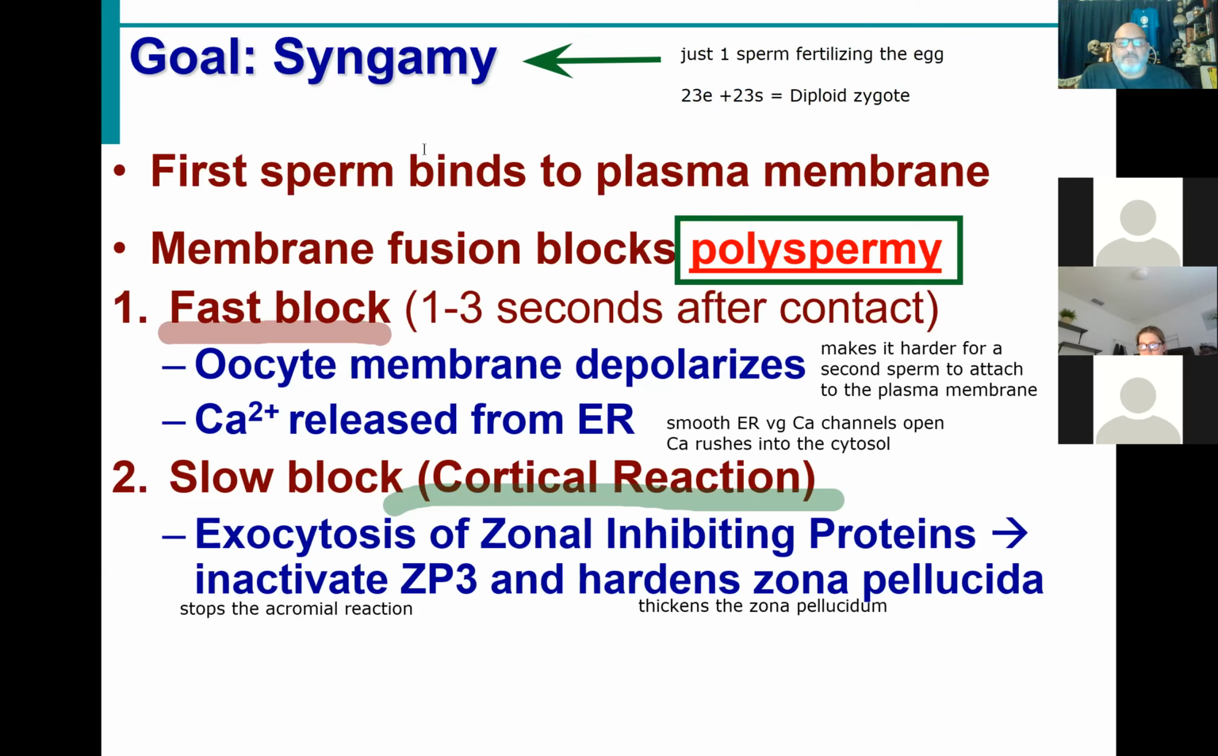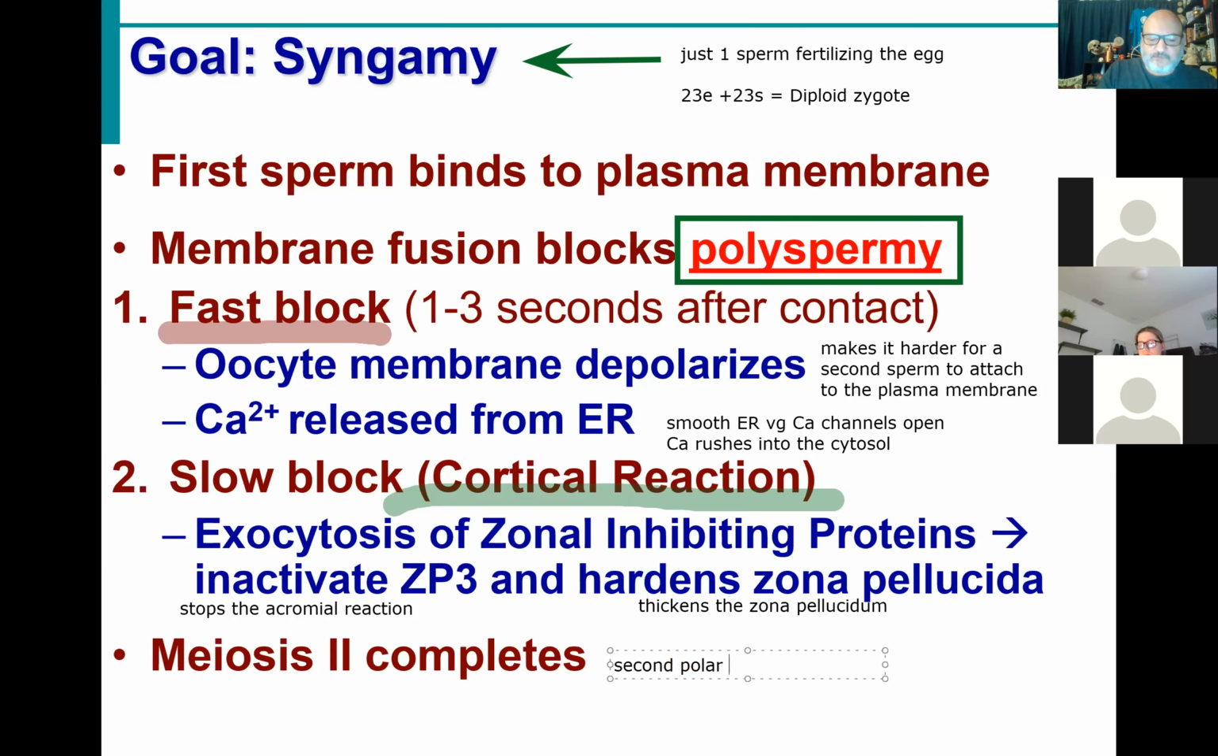Eventually. So again, we've made sure that we're only going to get the one sperm in there, but remember, we still have to complete meiosis 2. And so then after meiosis 2, we are going to have our second polar body. And we are going to now have a fertilized ovum. Notice it is not a zygote yet. It is just simply a fertilized ovum.